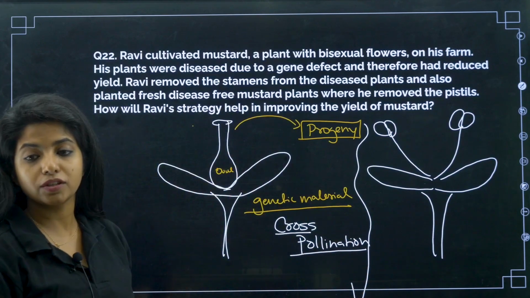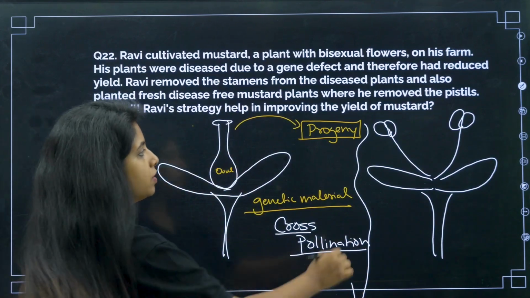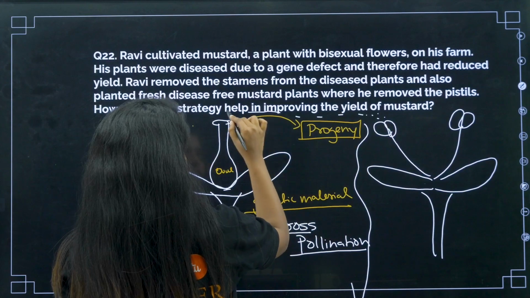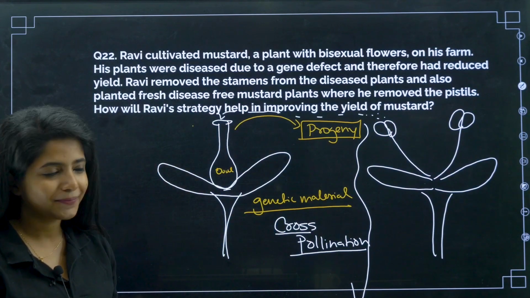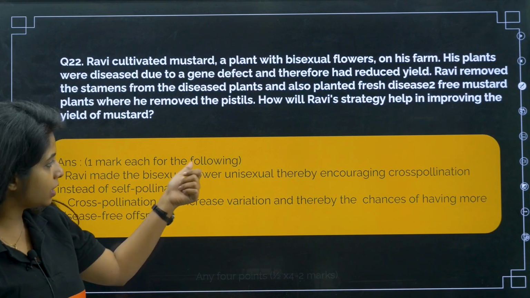You are crossing them, and this is known as cross pollination, my dear children, where things are moving from here to here. This is the strategy of Ravi, and this was really helpful. Okay, let us see how. So, 1 mark for each of the following.